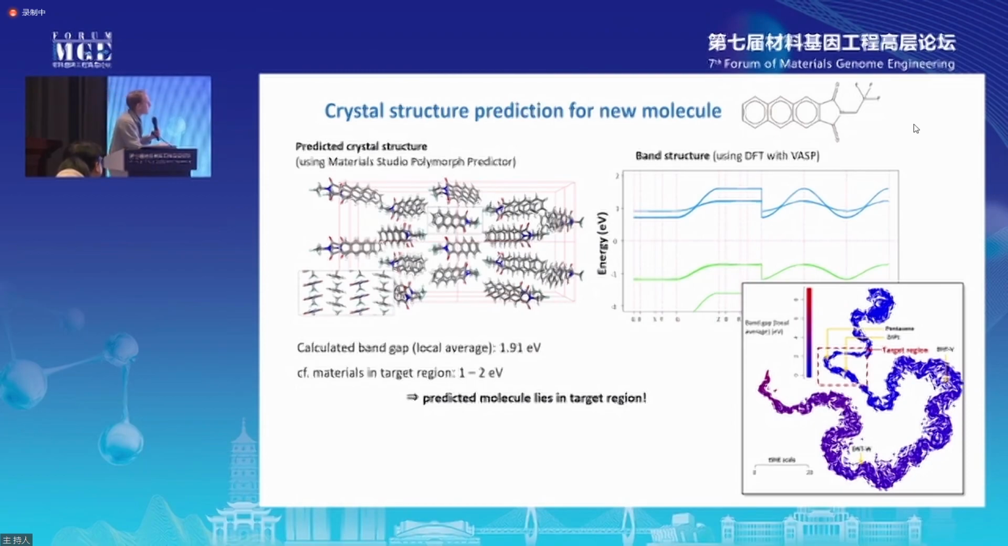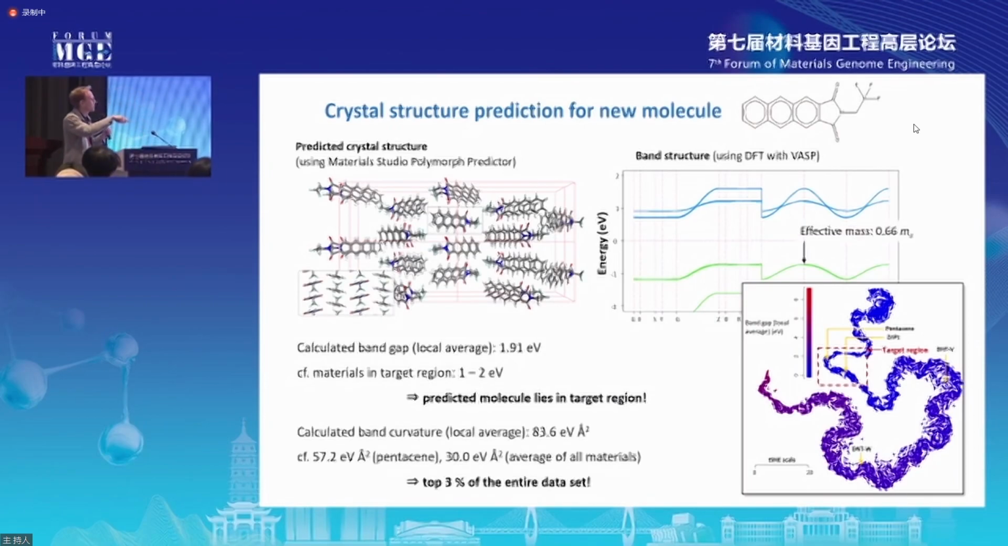This target region here has band gaps between 1 and 2 eV. So we're within that target region, not right in the middle, but we are within it. So we succeeded in making a compound which lies within this region. Not only that, the curvature is really good. Now, we didn't design it to have high band curvature, but you can see our curvature is high. It's in the top 3% of the entire data set.